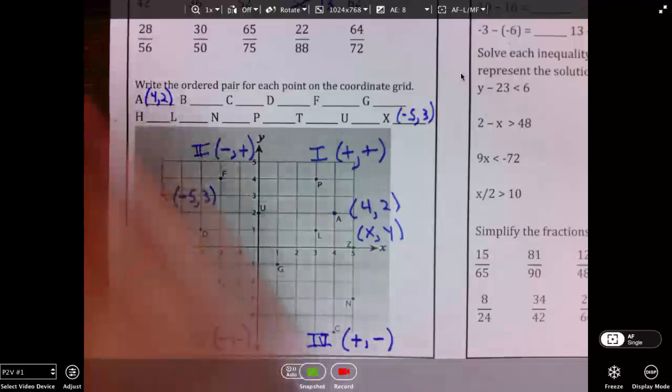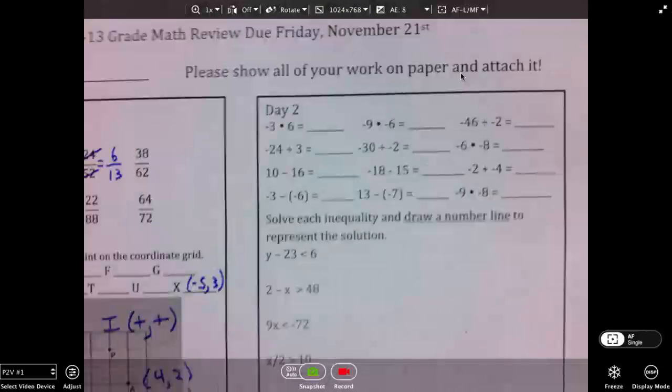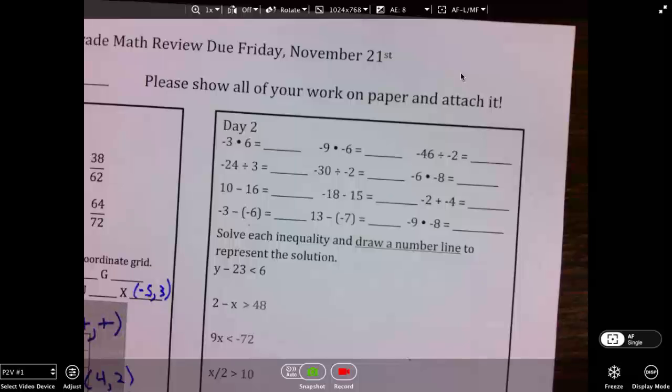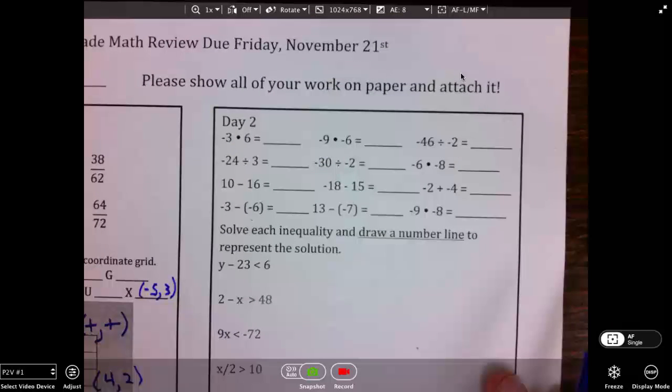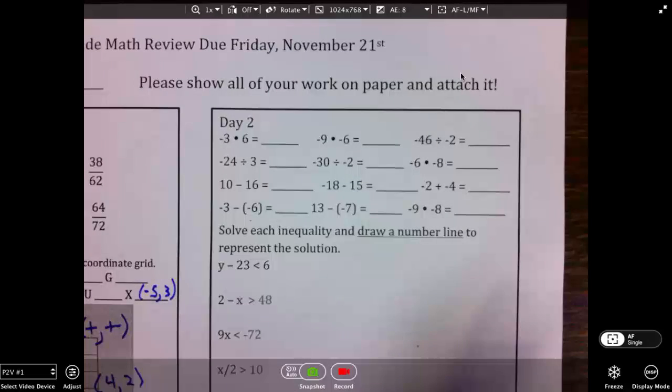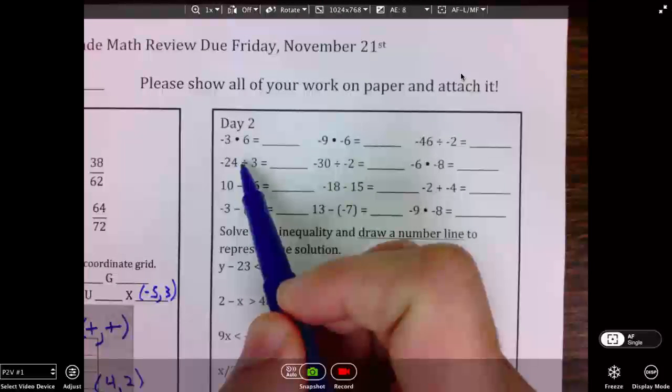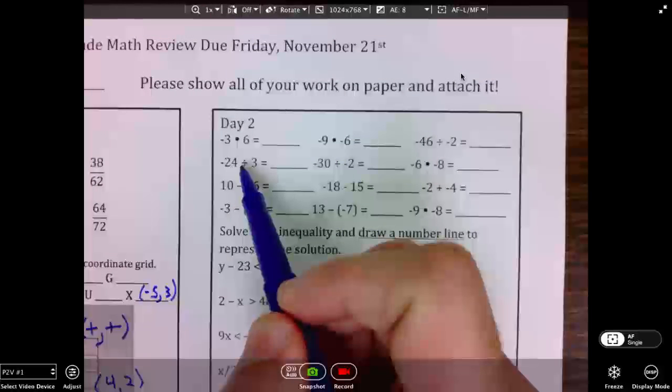Okay, on to Day 2. Alright, Day 2 involves operation on integers. We have some multiplication, some division, some add and subtract. Remember, when multiplying or dividing, if the signs are same, the result is positive. If the signs are different, the result is negative.